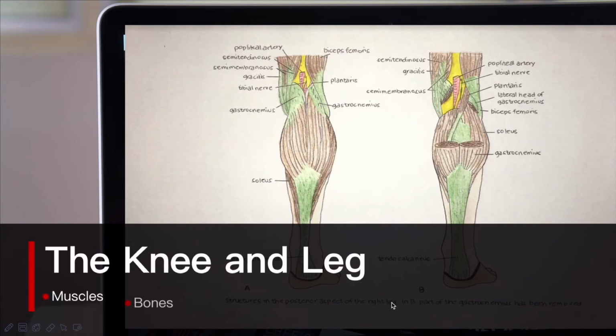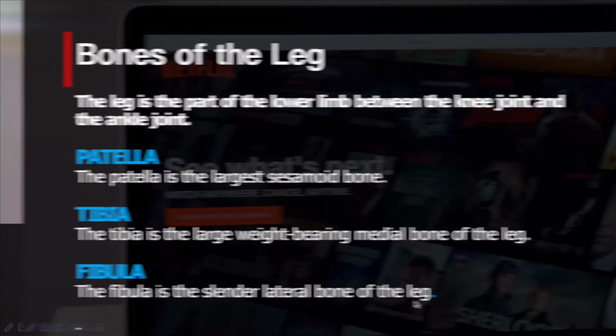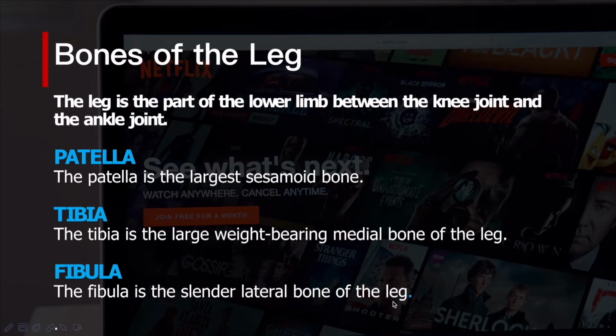Moving on to the knee and leg. Bones of the leg. The leg is the part of the lower limb between the knee joint and the ankle joint. The leg bones are the strongest long bones as they support the rest of the body. So these are the following bones that make up the leg: patella, which is the largest sesamoid bone, tibia, which is the large weight-bearing medial bone of the leg, and fibula, which is the slender lateral bone of the leg.